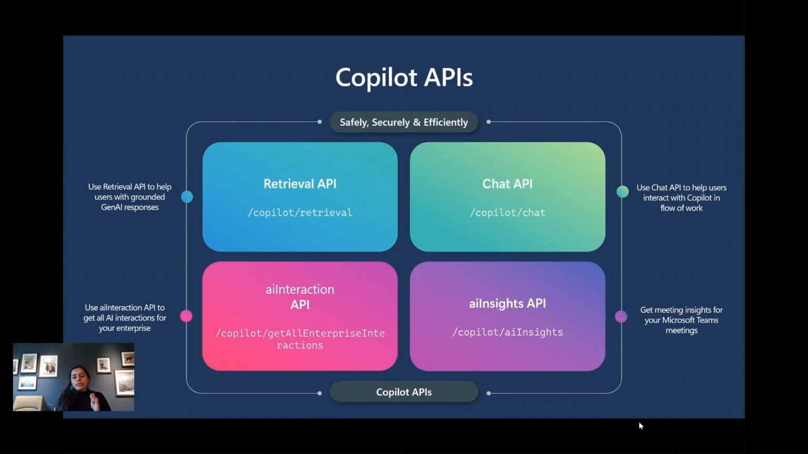We are going to introduce a chat API that can help users interact with Copilot in flow of their work. We're going to make an AI Insights API available that's going to get meeting insights for your Microsoft Teams meetings. You're going to have an AI Interactions API, which is going to get all of your AI interactions for your tenant or enterprise.